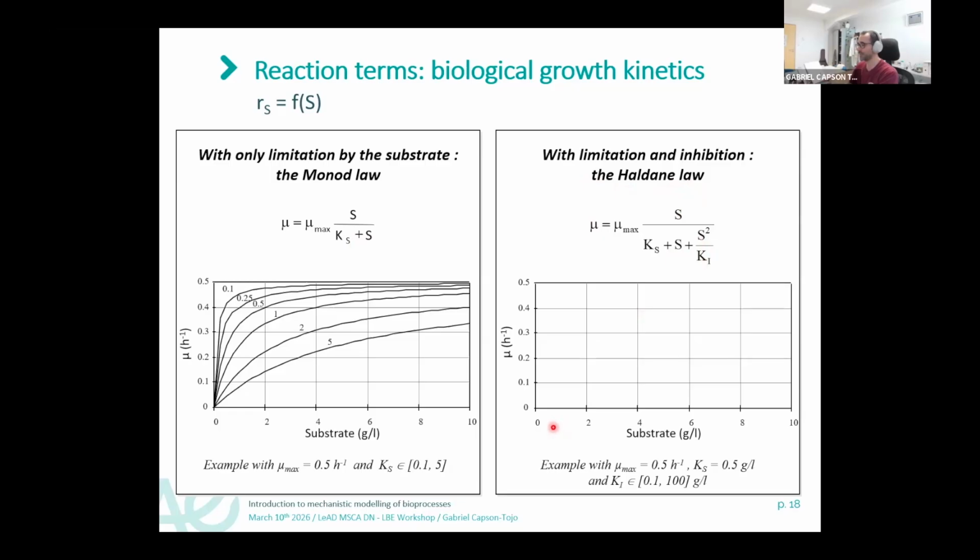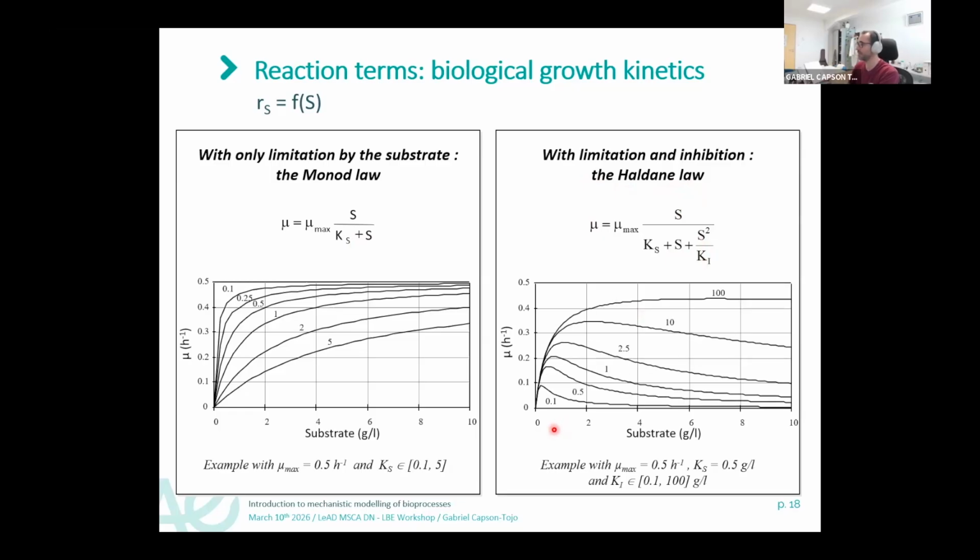And what you will see is that the curve has very different behaviors depending on the values that we put to our parameters. So in this case, nu-max and Ks are fixed, but the Ki that we have here we are changing around, and as you can see, the behavior is very different. All this to say that estimating these parameters is basically key and the main issue that we will face when we have these models. And for that, we need accurate data.